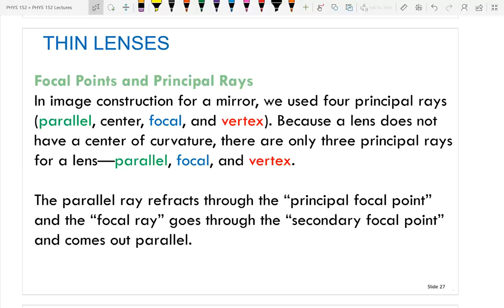So we're going to use that as one of our rays to determine where the image is, the parallel ray. That will come parallel to our object and then refract through the focal point. The second one is just the reverse of that. Light works the same way forward and backward. So if I have a light ray that goes through the focal point and hits the lens, how is it going to come out?